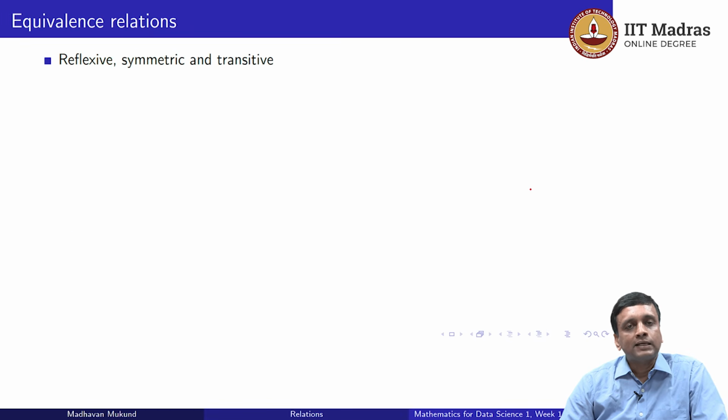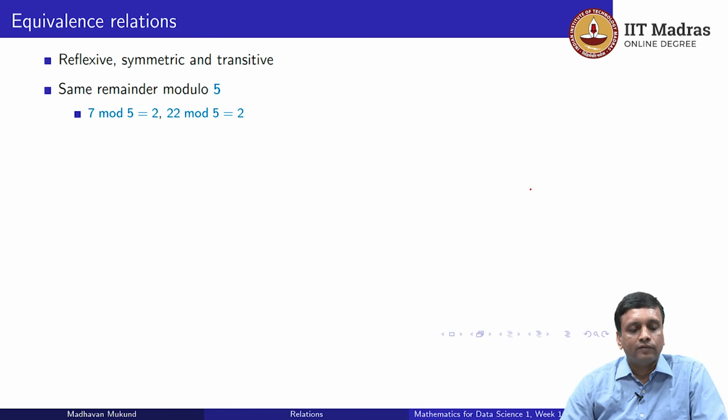So if we combine some of these conditions, we get an interesting class of relations called equivalence relations. An equivalence relation is something that is reflexive, symmetric and transitive. As an example, supposing we connect together all numbers which have the same remainder modulo 5. For instance, 7 has a remainder 2 with respect to 5 and so does 22.